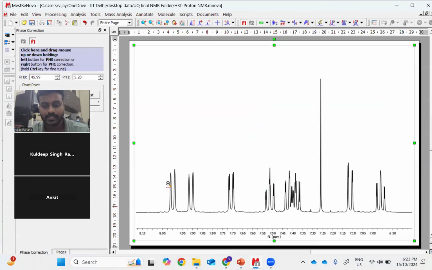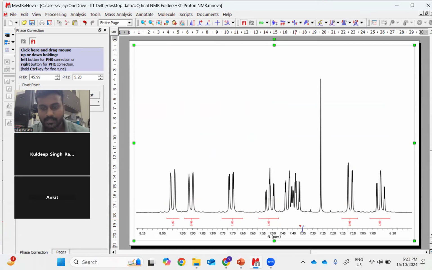If you look at the spectra, I just do the integration. This is open in the MestReNova software, so I just type I. I selected this region, so this will be due to one hydrogen. With respect to this, I selected all the peaks. If you look at the peaks, all these peaks are due to one hydrogen.